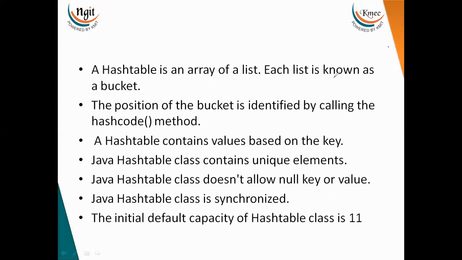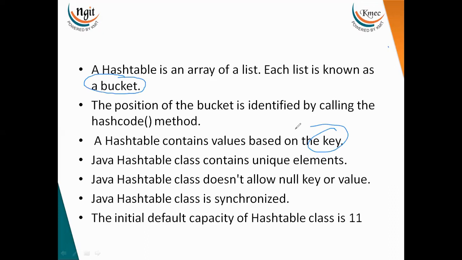A Hashtable is basically an array of lists, right? Each list is known as a bucket, right? So this bucket is identified by using the hashCode method. So hashCode is the method which is used to get the position of the particular element, or you can say bucket, right? This Hashtable contains the values based on the keys only, right? Hashtable contains only the unique elements. It does not contain the duplicate elements.